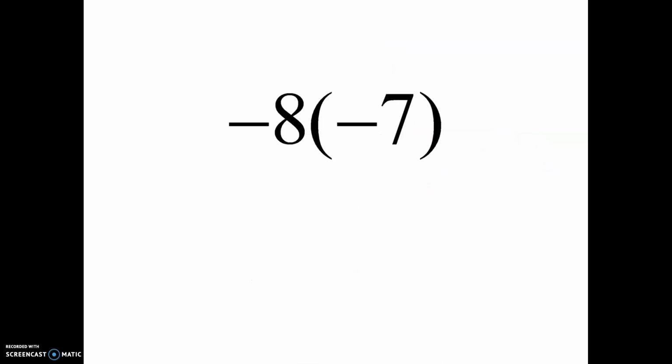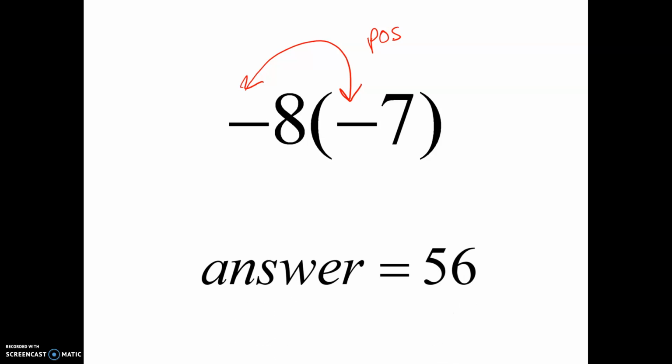Okay, next one. Sorry about the sounds, guys. That's just sort of how it goes. Notice same sign positive, different sign negative. So our answer is going to be positive. 8 times 7 is 56.